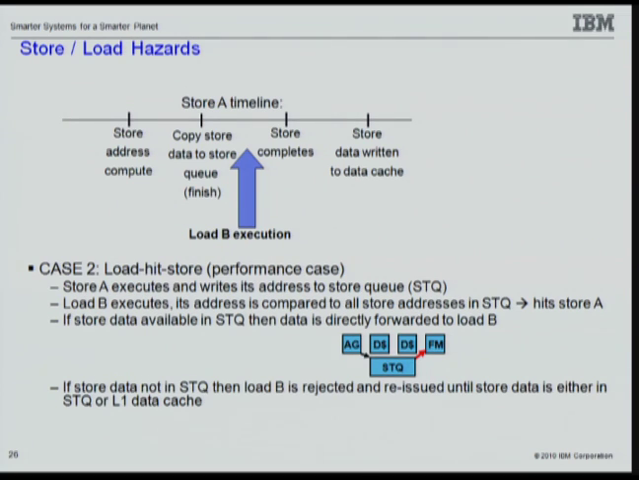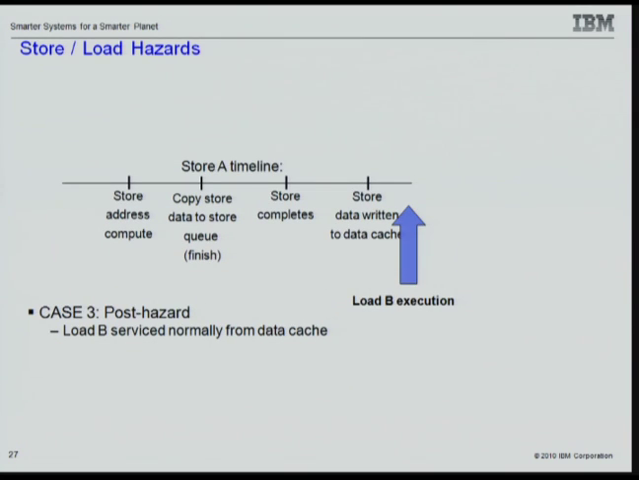Okay. If the store data is not in the store queue, then we reject load B and reissue it until the store data is either in the store queue or in the L1 cache. And then the final case is the simple case, when we're post hazard. In this case, load B is just serviced normally from the data cache.